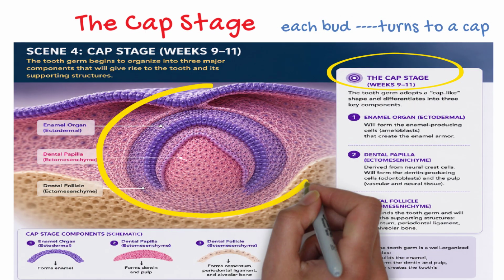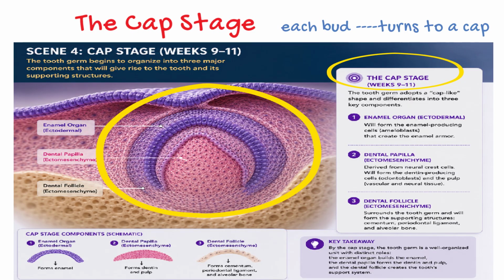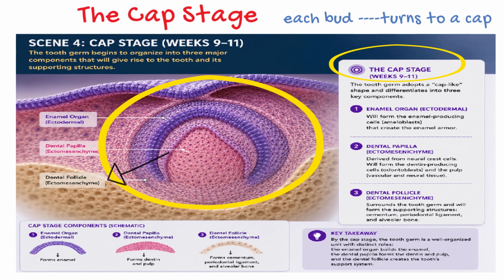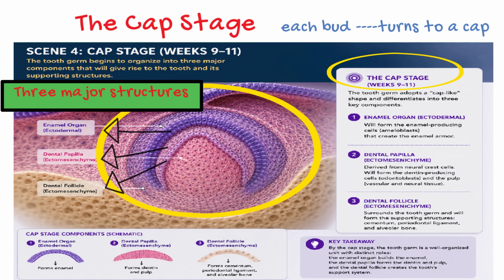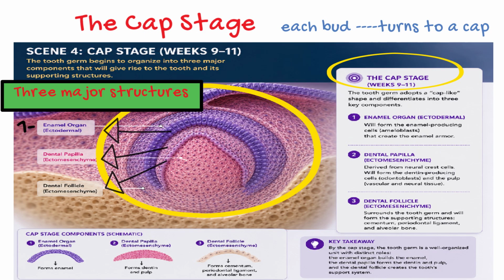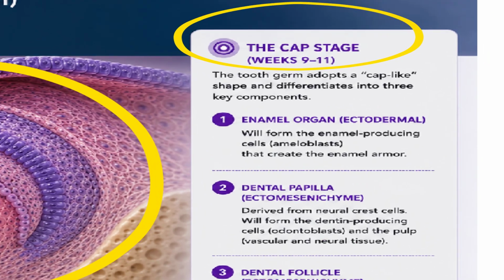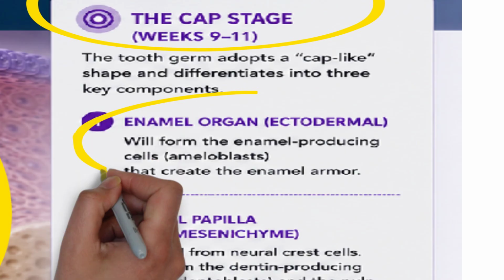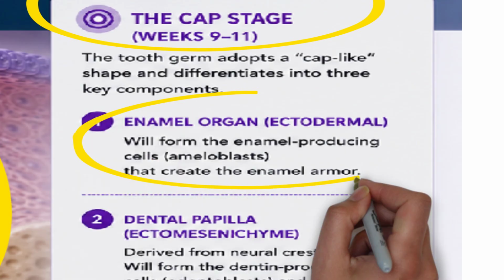The structure now resembles a cap. This is the cap stage. For the first time, the tooth germ becomes organized into distinct developmental components. 3 major structures are now identifiable. 1. Enamel organ. Origin. Ectoderm. Function. Produces the cells that will form enamel.